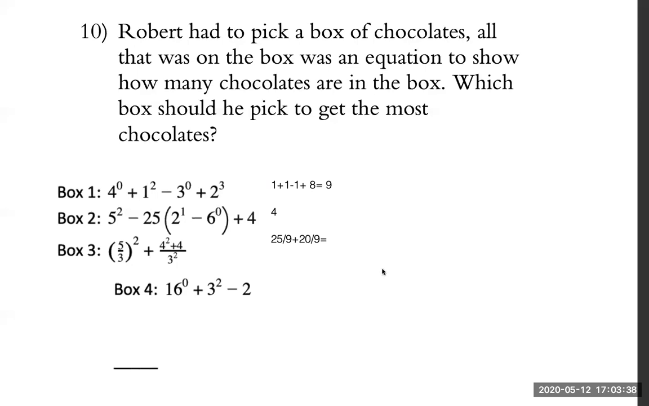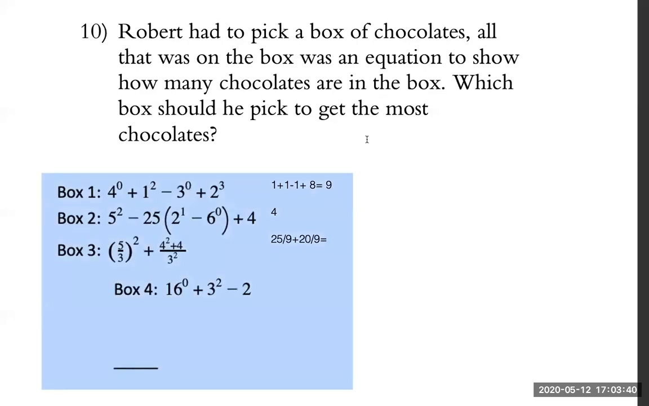Awesome. So you guys all got it correct. So it's really easy. 25 over 9 plus 20 over 9 gives you 45 over 9, because when you add fractions, you don't change the base. And simplify: what's 45 divided by 9 equal to? 5. Awesome. Now let's do the last box. What is 16 to the power of 0 equal to?